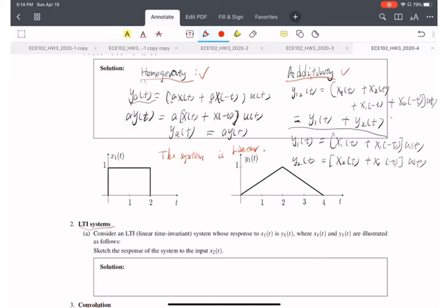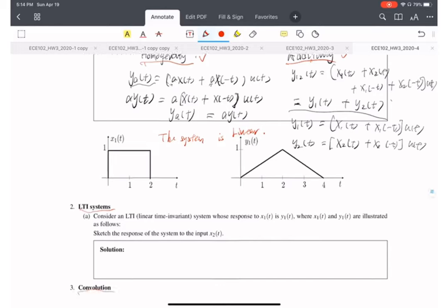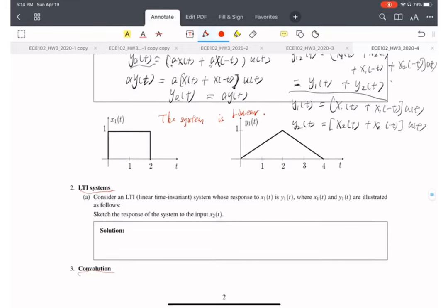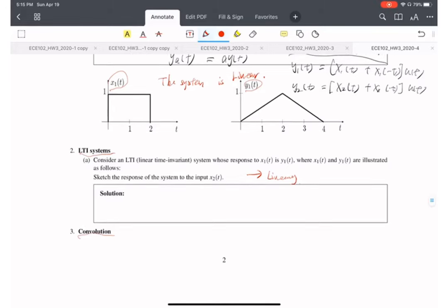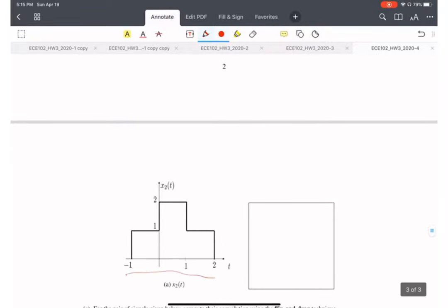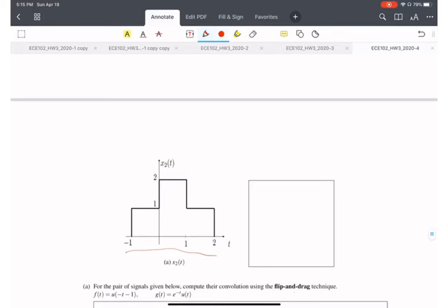The second question is about an LTI system. This question is related to linearity. It asks, consider an LTI system whose response to x1(t) is y1(t), as shown above. Sketch the response to the input of x2(t). Okay, so x2(t) is here, and we should get the result y2(t).